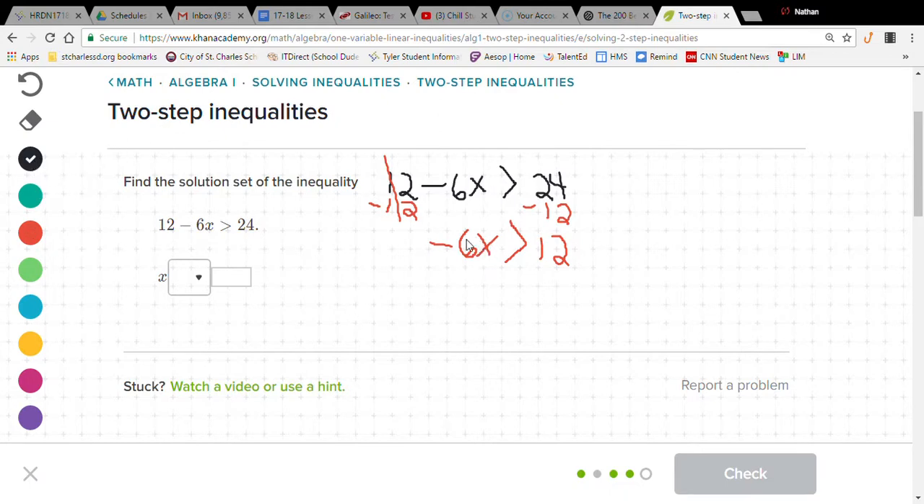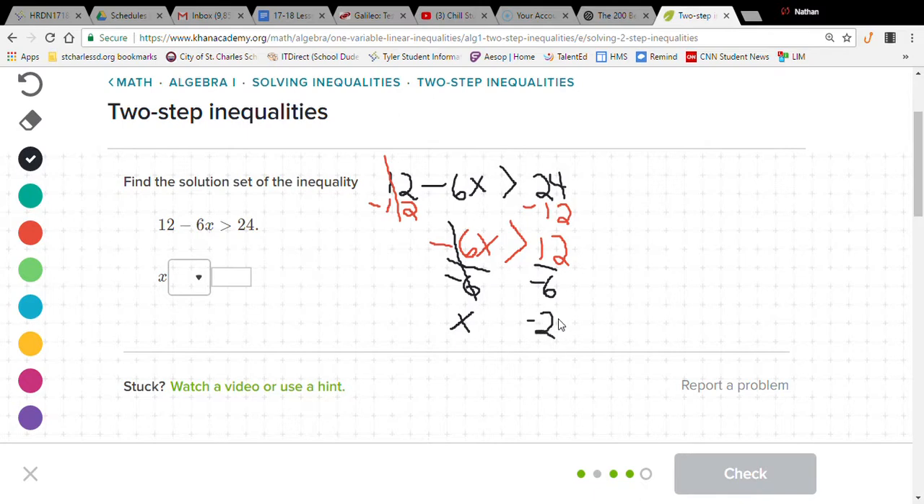Now I'm going to find the x again. Here's the x. This time it's being multiplied by a negative 6. So I want to think of the opposite of multiplying by negative 6, which is dividing by negative 6. That's the inverse operation. So I'm going to divide by negative 6 on both sides, because whatever I do to one side, I have to do to the other. So now on the left, I get just x by itself, because those negative 6's canceled each other out. On the right side, I get 12 divided by negative 6, which is negative 2.